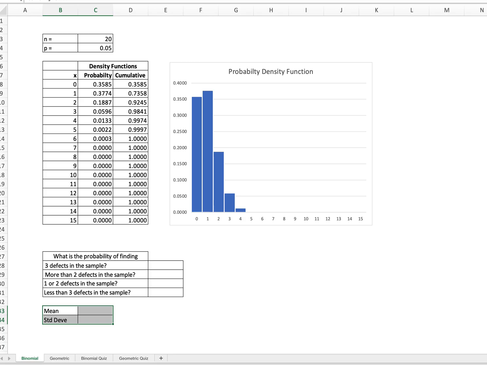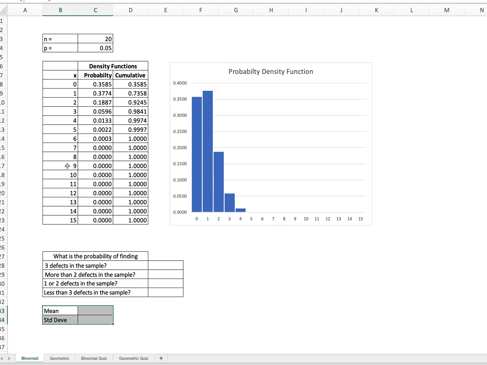We have a quiz tomorrow, and here's the mock quiz I gave you. I'm using the Excel version, so it makes it easier for me to show you how you solve these problems. So here's a binomial distribution.